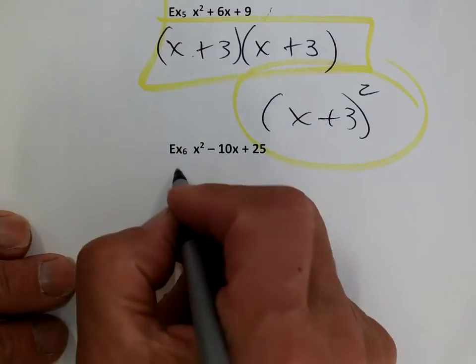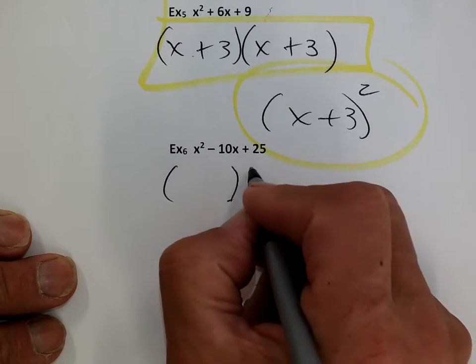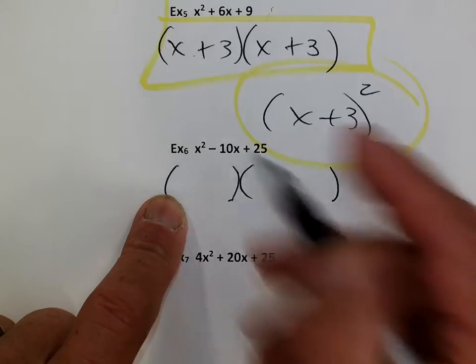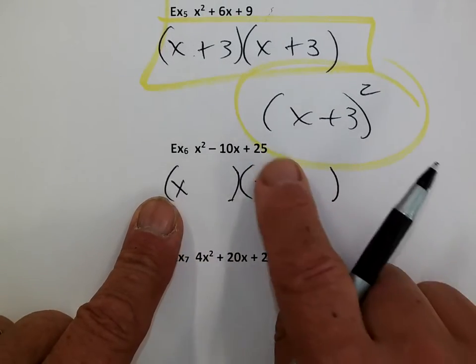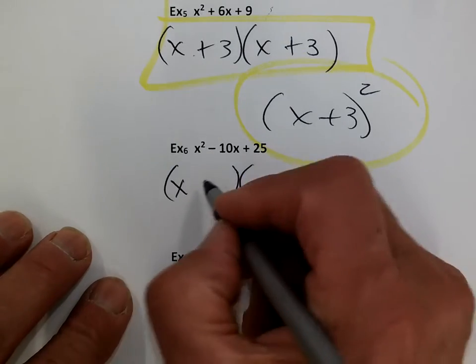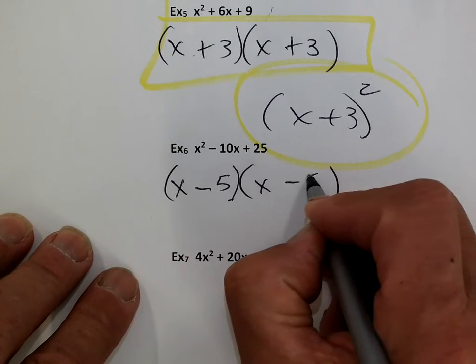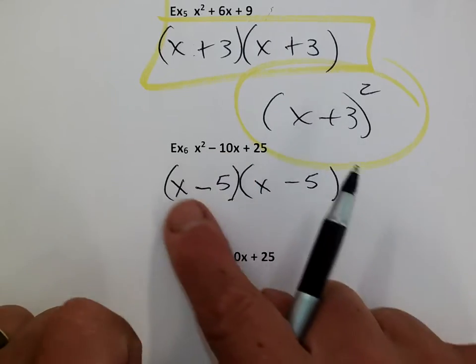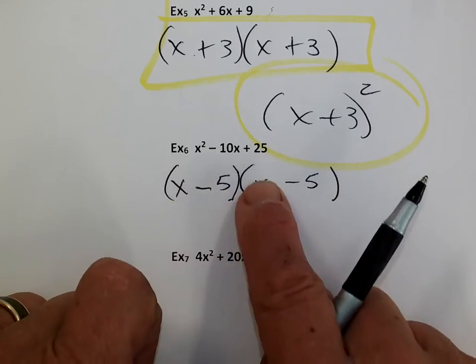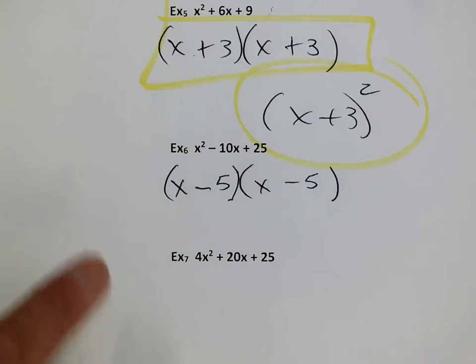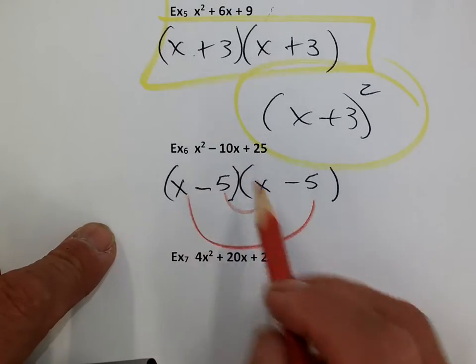I'm going to do the same thing. Parentheses, parentheses. I know I need an x and an x for x squared. Multiples of 25 are 5 and 5, but I'm going to use a negative 5 and negative 5, so that I can multiply them to make a positive 25, but add them to make the negative 10. My double smiley, negative 5x and negative 5x makes the negative 10, if you want to check that.